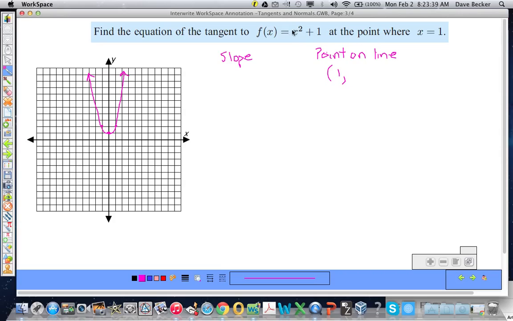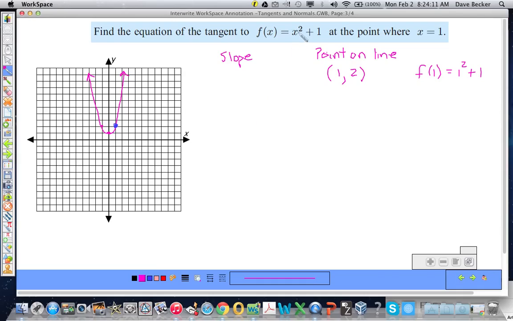So to find the y-coordinate, I just substitute into the original function. So the y-coordinate is just going to be f of 1, which is equal to 1 squared plus 1. All I did is I took the 1 and I replaced the x with it. 1 squared is 1, plus 1 is 2. So it's going to be at 1, 2. And I'm just going to graph that real quick, which makes sense. There it is, 1, 2. It's right on the curve. And so that tangent line is going to go like this. Okay, so now all I need is the slope.